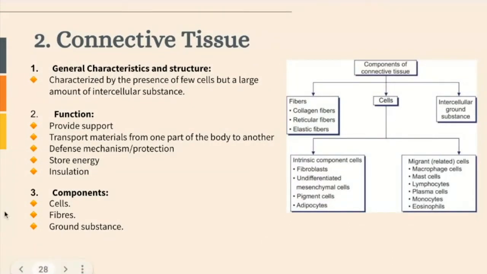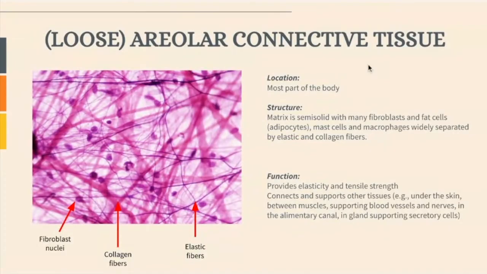Okay, so let's go one by one. Loose areolar connective tissue. It makes up most parts of the body, and as you can see here, the structure has a fibrous appearance with nuclei very scattered and well distributed. It also has collagen fibers here, and the very thin, hairy structure is actually the elastic fiber. It functions to provide elasticity and tensile strength, to connect and support other tissue, for example under the skin, between muscles, supporting blood vessels and nerves, and also in the alimentary canal.